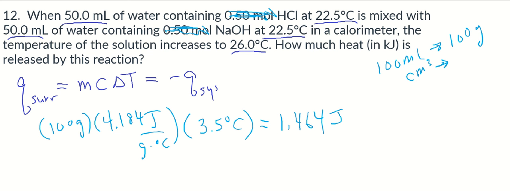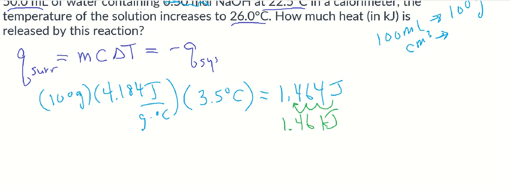We can do that by moving the decimal over. Instead of doing scientific notation, we can move the decimal over 3 times to the left and just convert this to kilojoules. And then we won't have to worry about scientific notation. All right, because 1 kilojoule is equal to 1,000 joules, just dividing by 1,000.